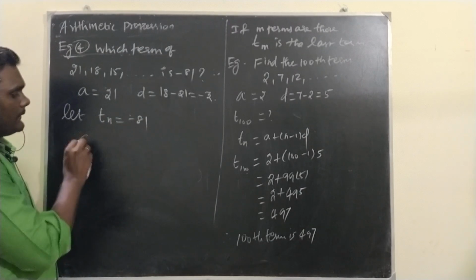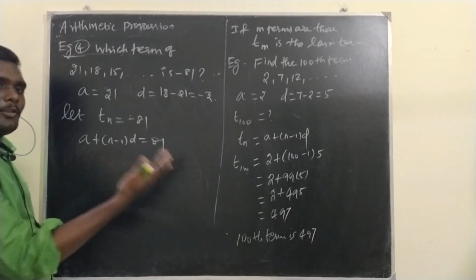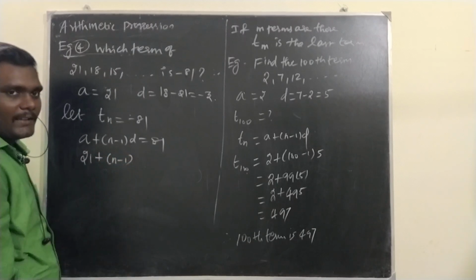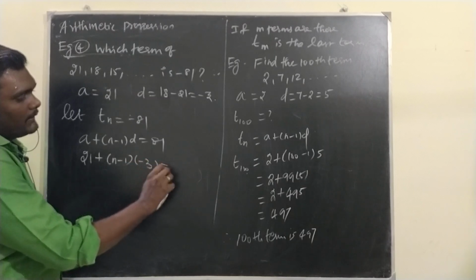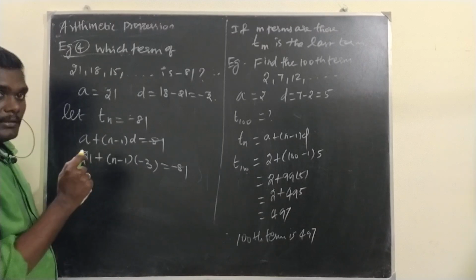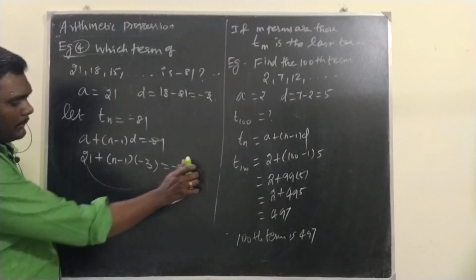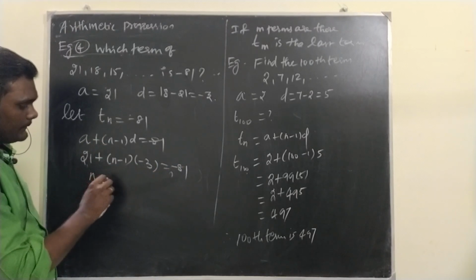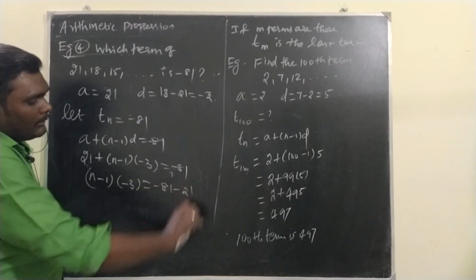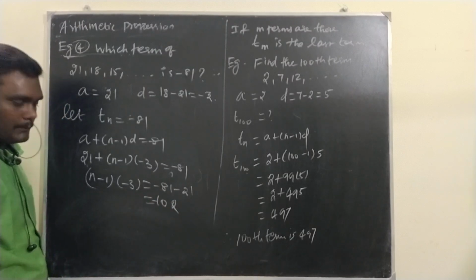Write the formula for Tn. So, A plus (n minus 1) into D equals minus 81. In this, substitute all the known things. A we know is 21, n we don't know, keep it as it is, D we know is minus 3, equals minus 81. Okay. Now, carefully transpose things from one side to the other side. Transpose this 21 to the other side. N minus 1 into minus 3 equals minus 81 minus 21. So, it is minus 102.